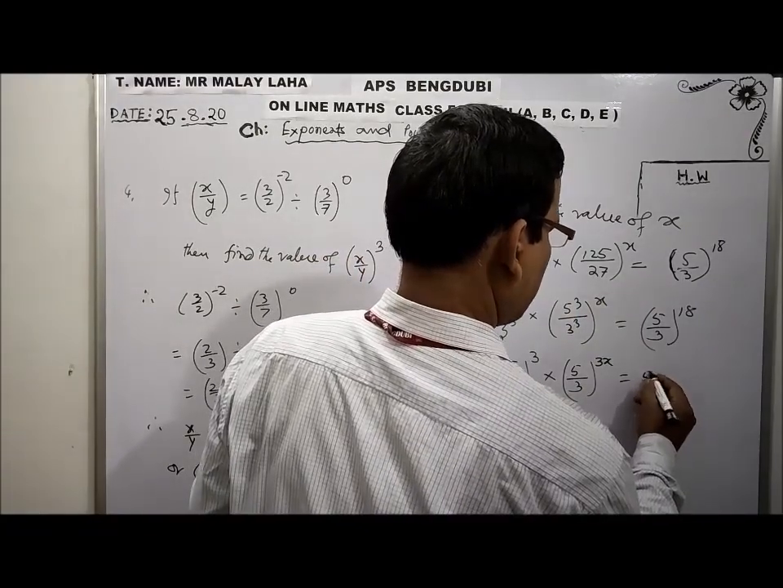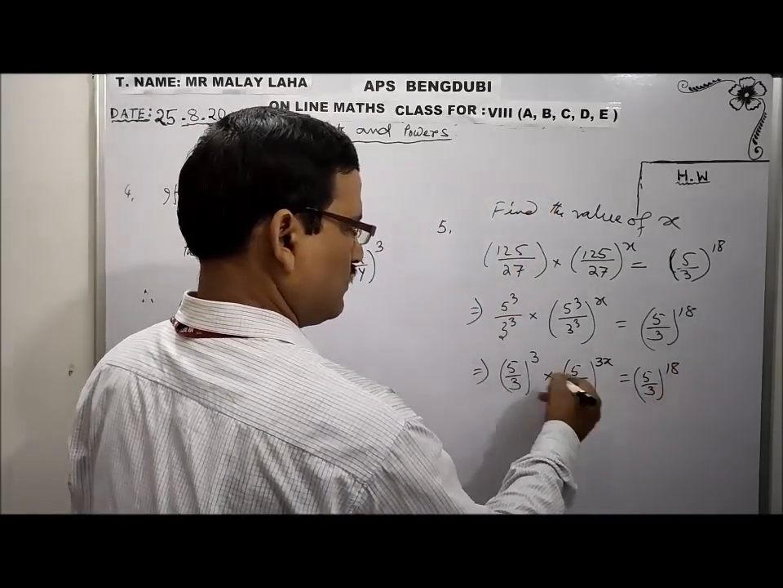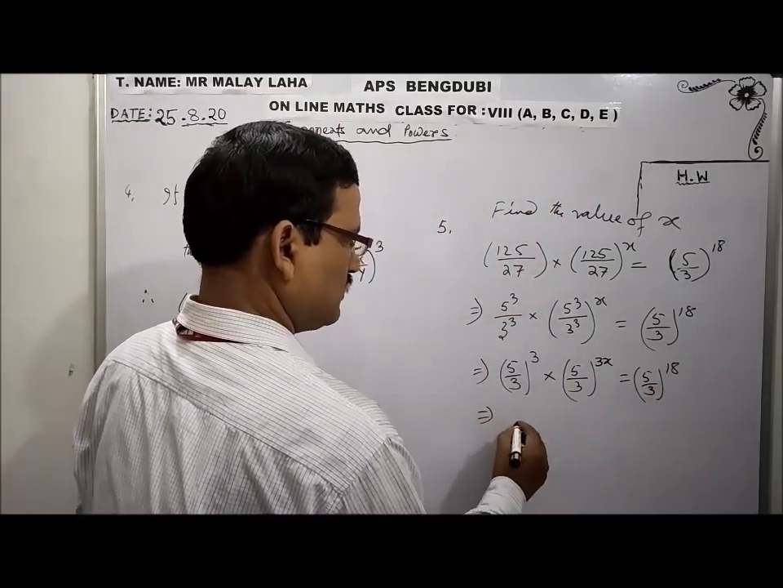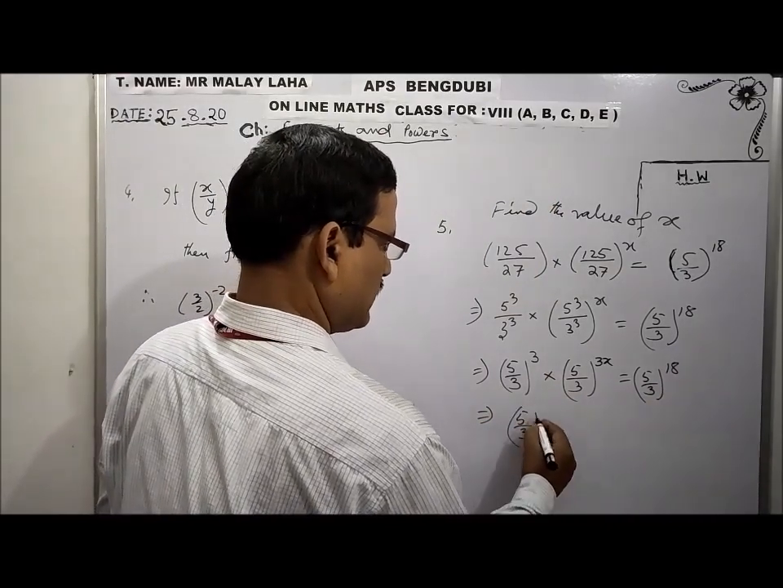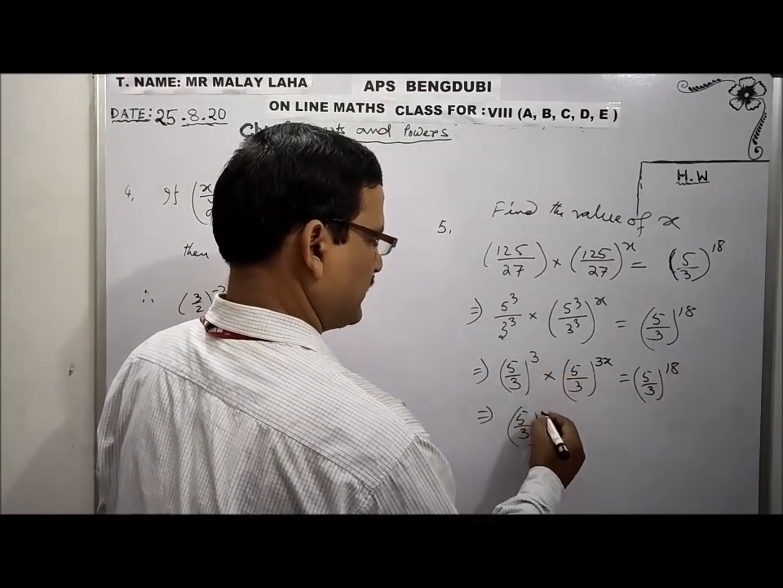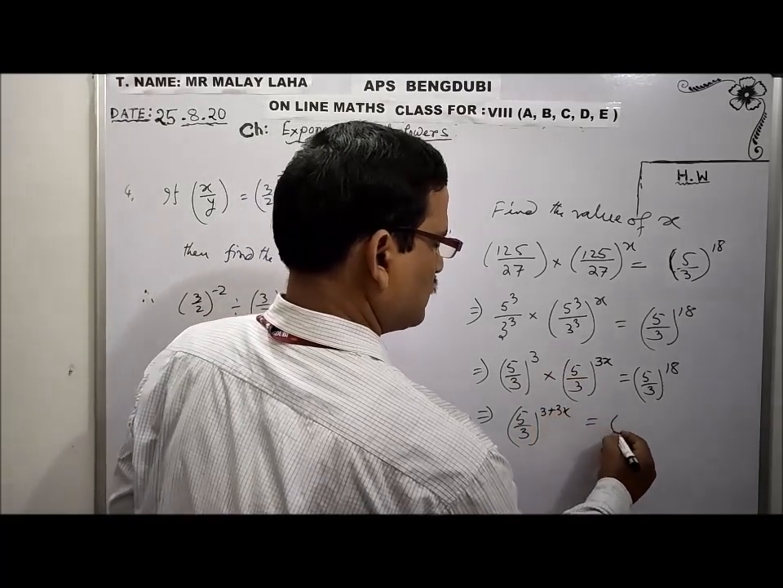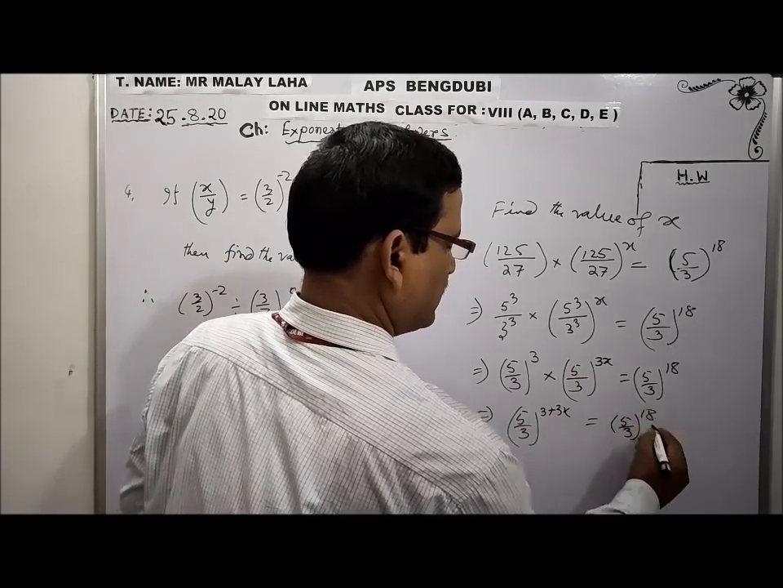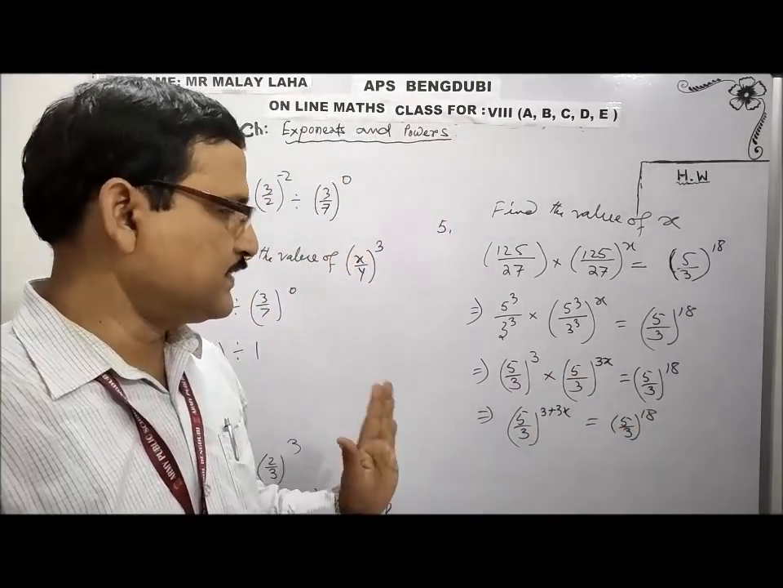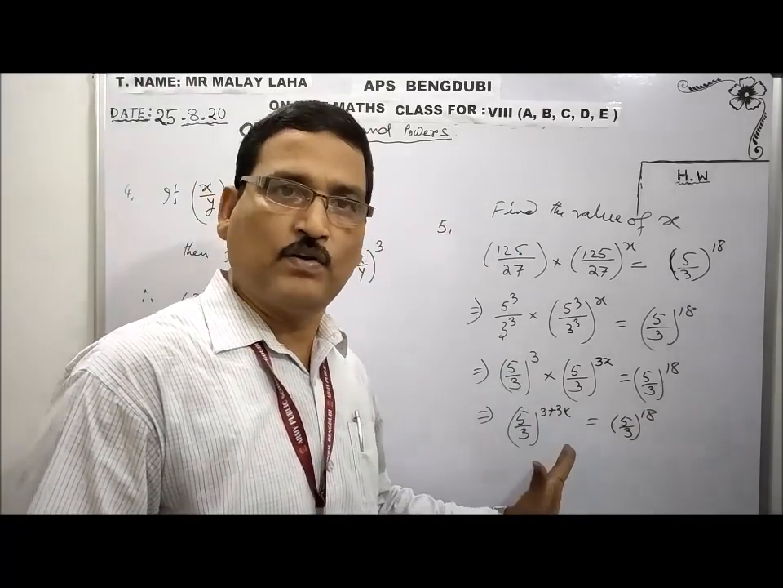5 by 3 raised to 18. Now left hand side, what is the relation? You have got 5 by 3 raised to power, the powers will be added, base is same, 3 plus 3x, that is equals to 5 by 3 raised to 18. Both hand sides having the same base, equal to sign is there, that means their power also same.